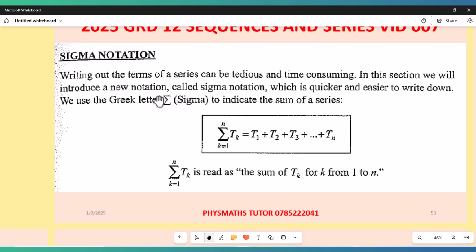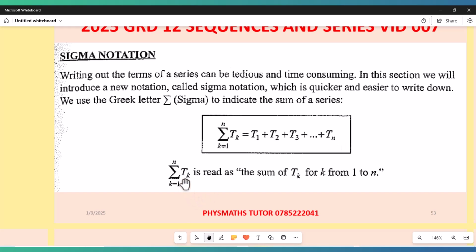what we do here, we are going to write the terms. Writing out the terms of a series can be tedious and time consuming. So we introduce the sigma notation, which is quicker and easier to write down. We use the Greek letter, called sigma, to indicate the sum of the series. This means summation: we're going to add T1 plus T2 plus T3 and so on until the last term, which is Tn.